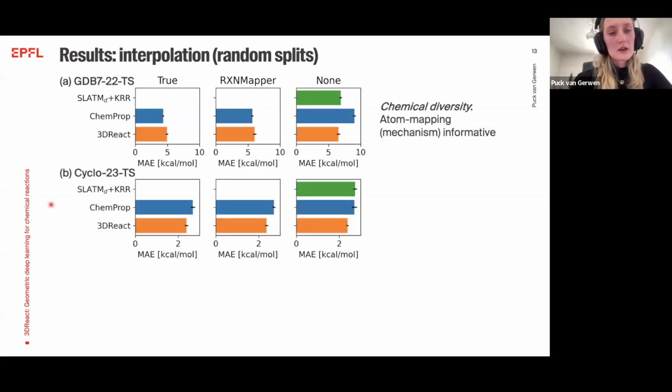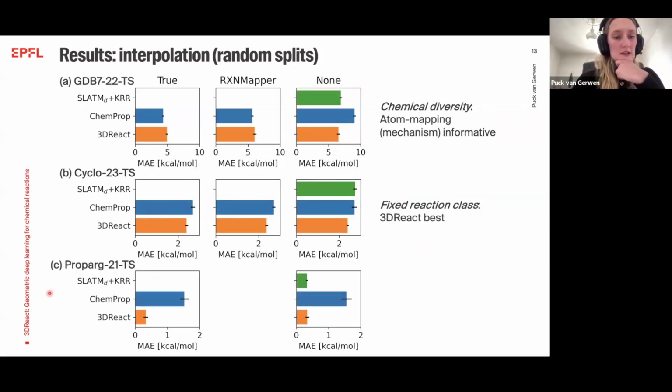And then looking at the cyclo-addition reactions, now you have a fixed reaction class. And so having atom mapping is also not particularly helpful because basically the mechanism is always the same. So in this case as well, you see that there's almost no difference in the performance, whether you have the maps or not. And in this case, also 3D React is always the best model.